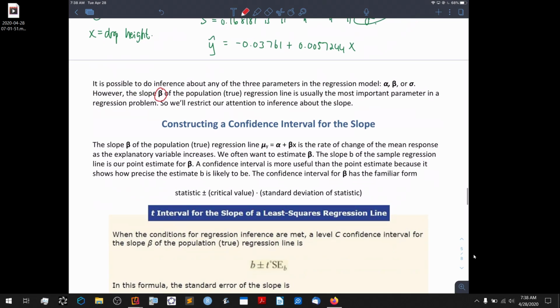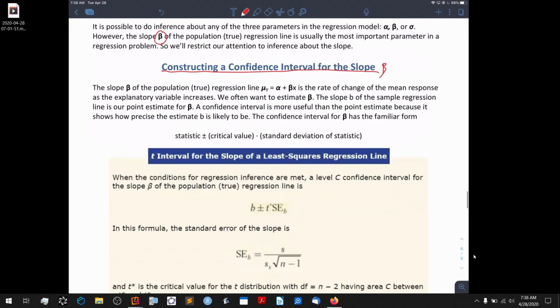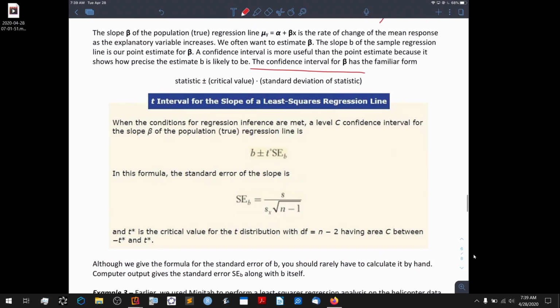Okay, so how do we estimate an unknown parameter? We do a confidence interval. That's how we estimate unknown parameters, and you've known that for a very long time now, since chapter 8. So the first thing we'll do is construct a confidence interval for the slope, and when we say slope here, we mean the slope beta of the population regression line. Okay, and so this is on your formula sheet. Remember, this is on your formula sheet. That's the generic form of a confidence interval.